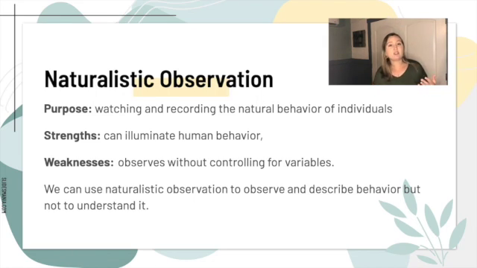The weakness of naturalistic observation, though, is it observes without controlling for variables, because you're in a natural environment. And so you have no clue what made so-and-so do what they did. You just know that they did it. We can use naturalistic observation to observe and describe behavior, but not to understand behavior. So again, we can see what they did, we can't determine why using naturalistic observation.